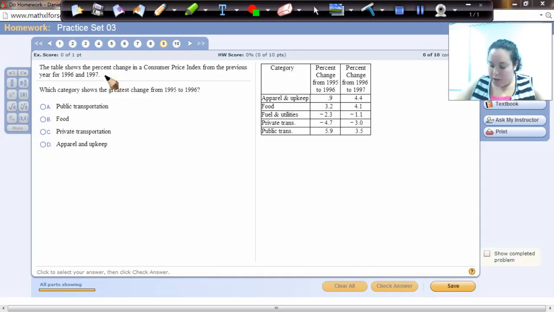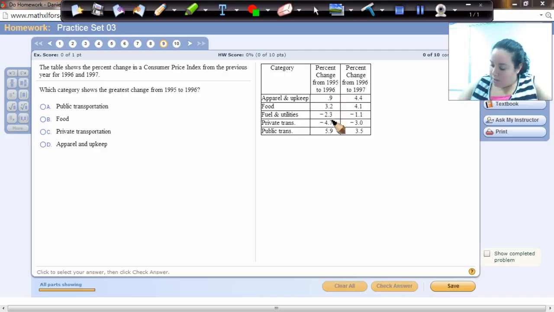Which category shows the greatest change? So this is asking for absolute value because we don't really care if it went up or down. We just care about the biggest change. Okay, not the biggest increase or the biggest decrease. Doesn't matter. Just the biggest change either way.